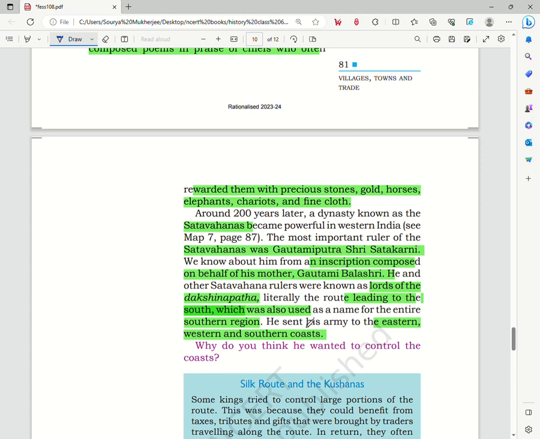So we see here that he sent his army to the eastern, western, and southern coast. So we see that he carried out military expeditions to the eastern areas of the subcontinent, to the western parts where the western part was their main center, and he also sent expeditions to the southern coast of India.